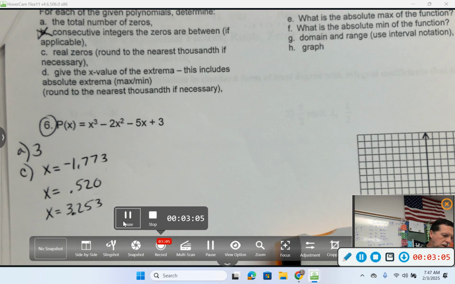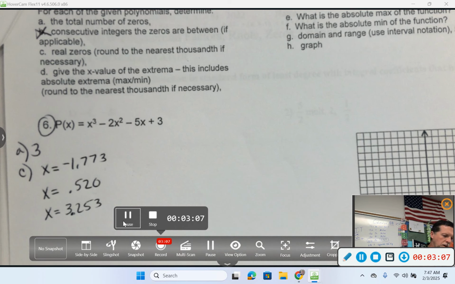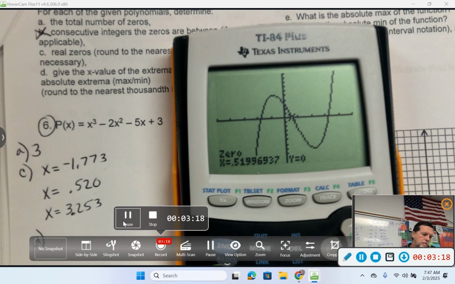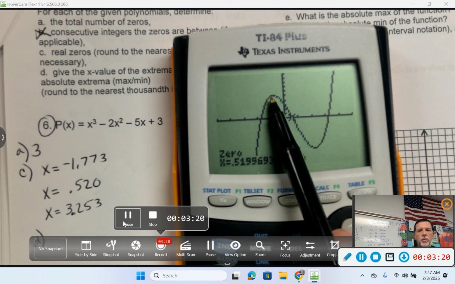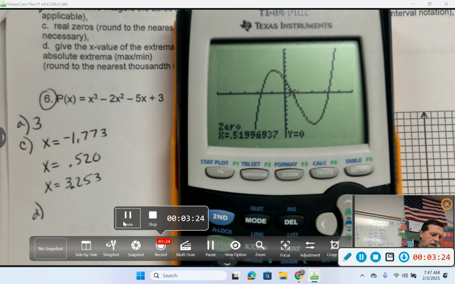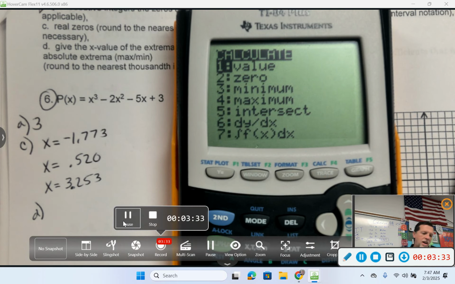All right, part D. Give the x value of the extrema. This includes the absolute extrema, max and min. Okay, so x value... Let's see, it looks like it has 1 max and 1 min. Which button do we usually use to find things on the graph? It's the same button, calc. Second calc. And if I want the max, well then let's go find the max.